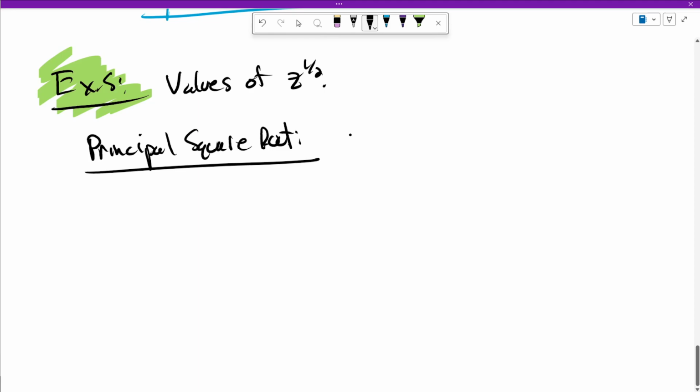If we think about the argument, there were two choices for our square root. We could take either the principal argument or the principal argument plus 2 pi, and then divide that by 2. So in this case, for the principal square root, we're going to build off of the principal argument.